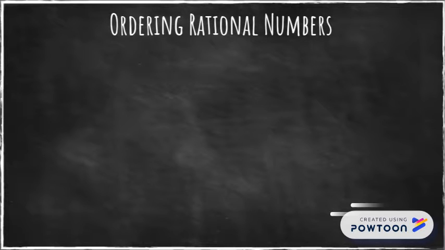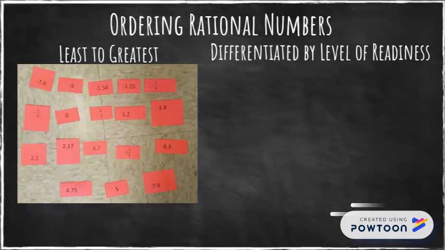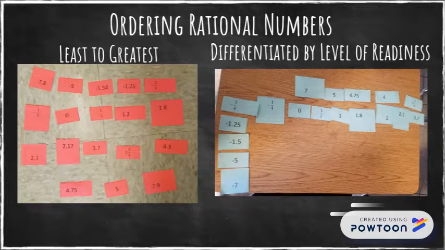The first time I used this strategy, I had my students order rational numbers from least to greatest. Students worked in pairs and were grouped by level of readiness. The higher level groups were given the red cards, which contained more complicated fractions and decimals, and the rest of the students were given blue. The pictures show two correct examples.